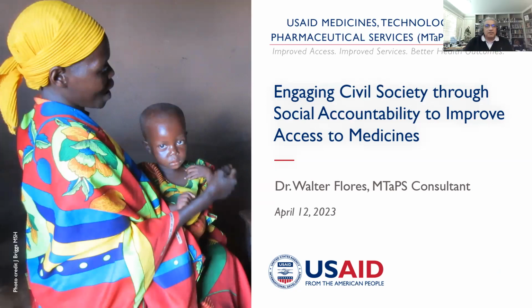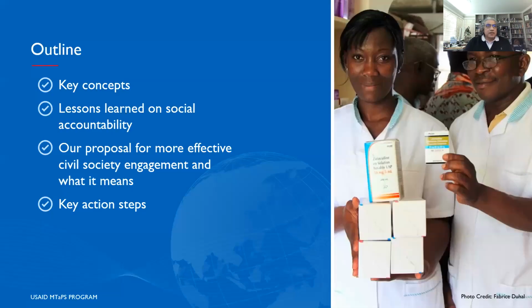So in my brief presentation, I first am going to summarize some key concepts, then the lessons learned that we gathered from reviewing the literature. After that, I'm going to summarize our proposal to improve the way that we approach civil society engagement and what exactly that means. And I'm going to finalize with some key action steps.